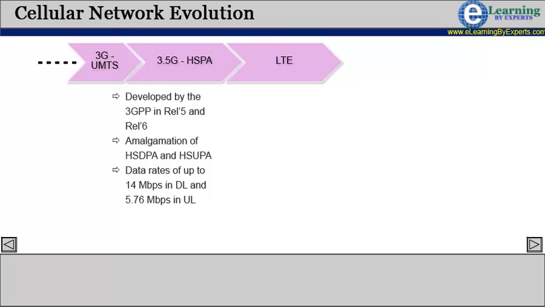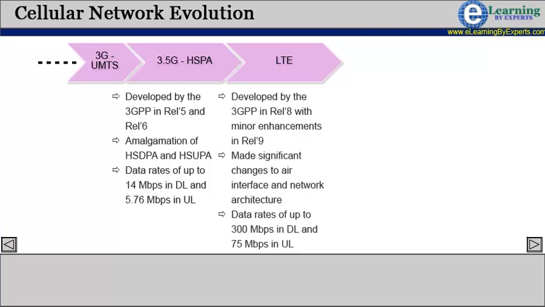Long-term evolution, marketed as 4G LTE, is based on the GSM-EDGE and UMTS HSPA network technologies, increasing the capacity and speed using a different radio interface together with core network improvements. The standard is developed by the 3GPP and is specified in its Release 8 document series, with minor enhancements described in Release 9. LTE offers peak data rates of 300 Mbps in downlink, and 75 Mbps in uplink.